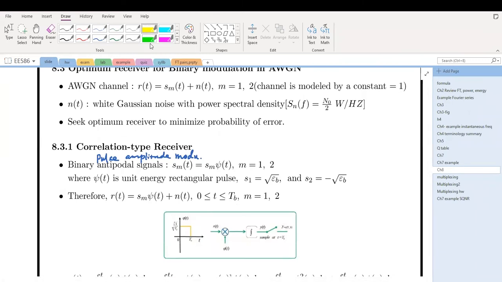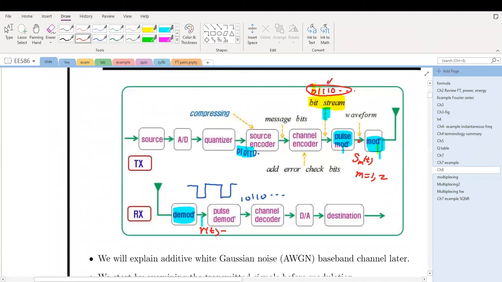I want to point out that this relationship is on the condition that modulation and demodulation have been performed perfectly. Here we have a bit stream. We perform pulse modulation, so the waveform is s_m(t), m equals 1 or 2. This is digital 1, and this is digital 0. Then this waveform is modulated into high frequency and passed to the antenna. At the receiver, we do demodulation. We assume that modulation and demodulation have been performed perfectly.